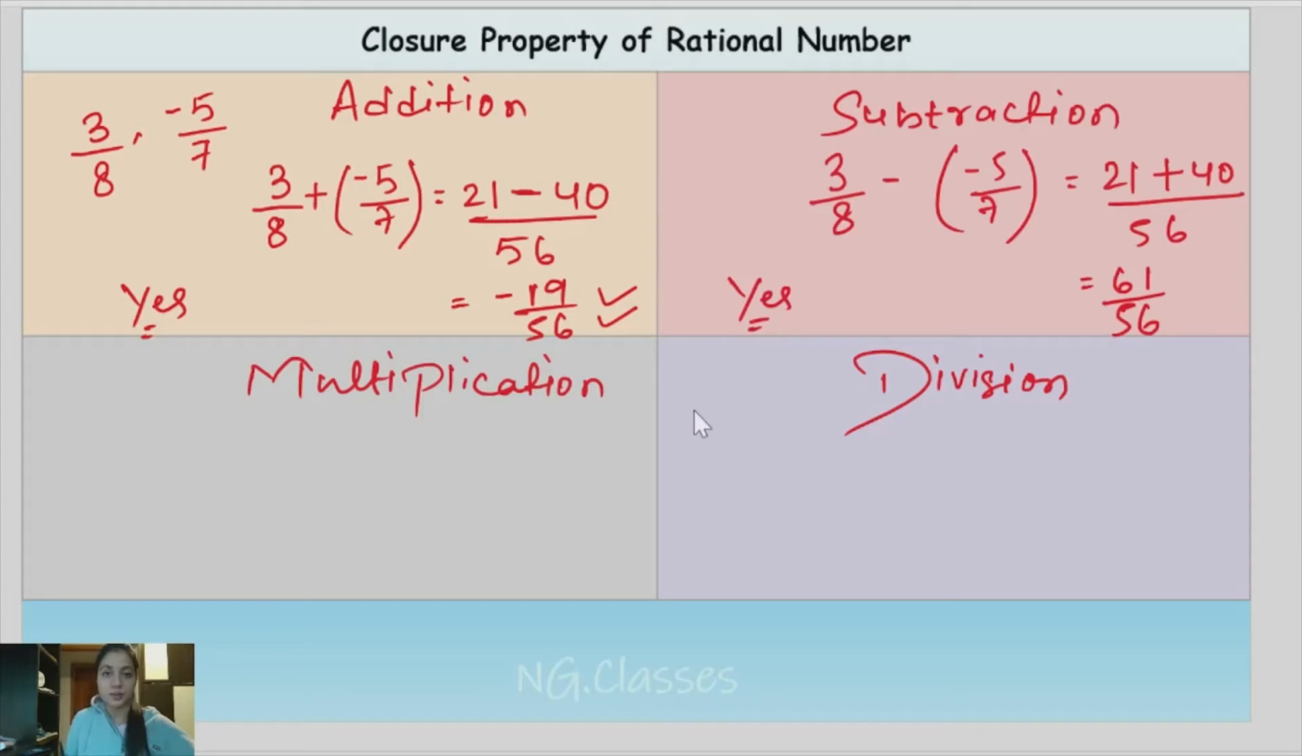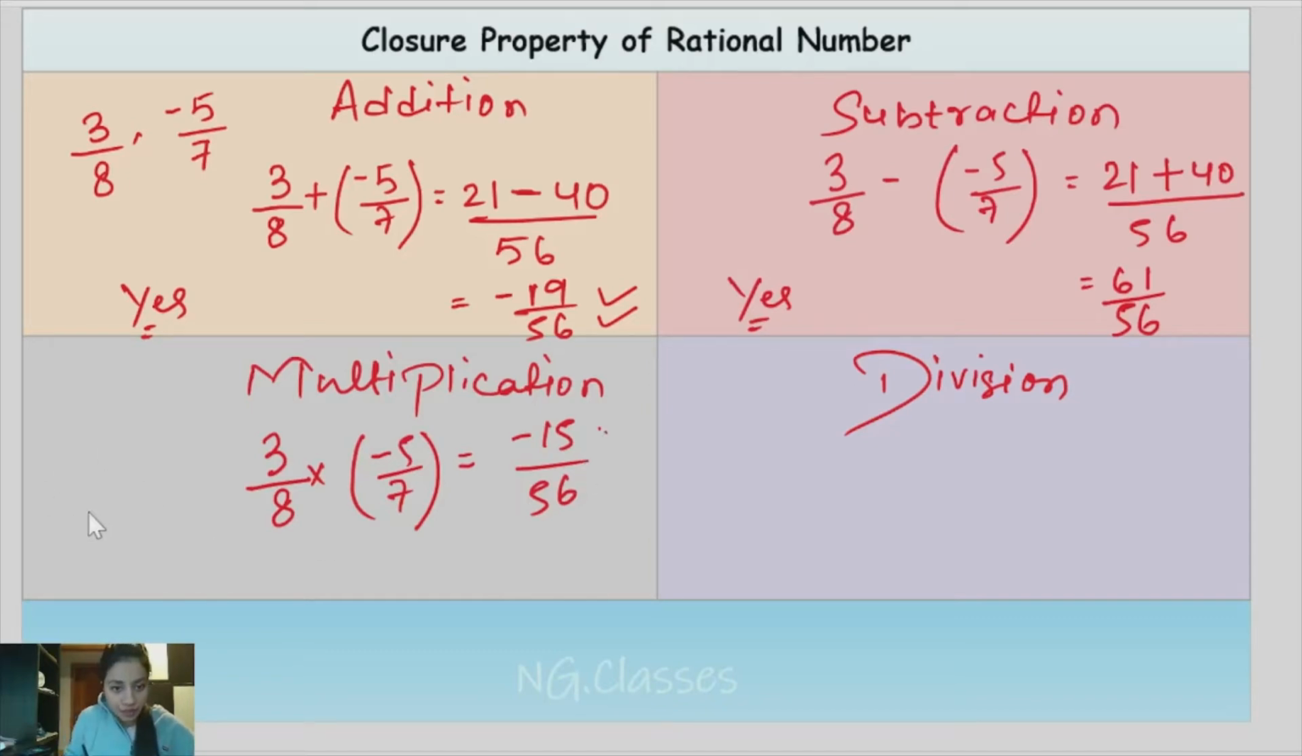Yes. Now let's do the same thing for multiplication. 3 by 8 into minus 5 by 7. And we will get minus 15 by 56, which is also a rational number. So we can say when we are multiplying two rational numbers, our answer will always be a rational number only. So yes, rational numbers are closed under multiplication.